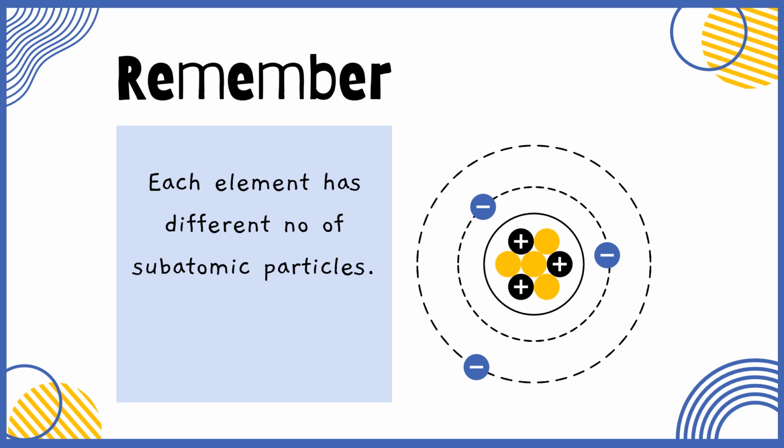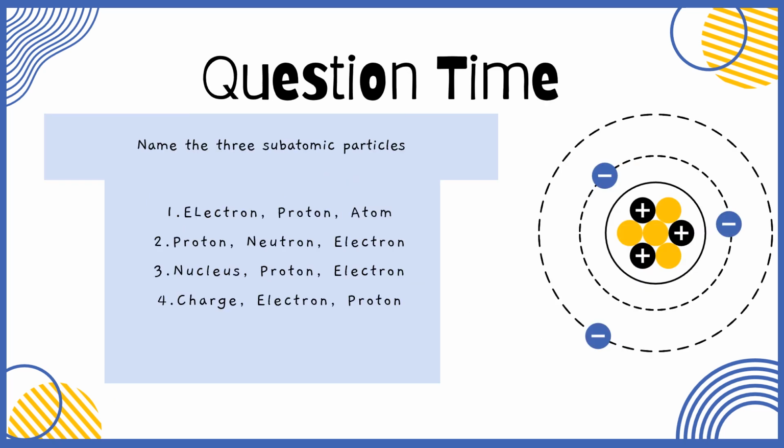Always remember that each element has a different number of subatomic particles. Like oxygen will have 8 electrons, 8 protons and 8 neutrons, whereas some other element, suppose fluorine, might have a different number of electrons, different number of protons and different number of neutrons. So all the elements will have different numbers of subatomic particles.